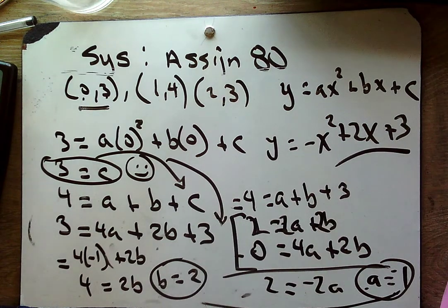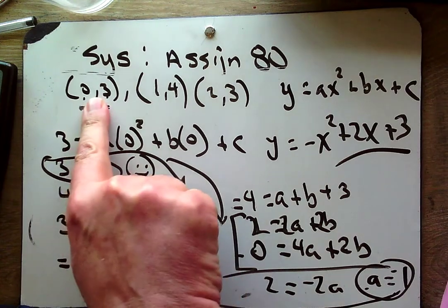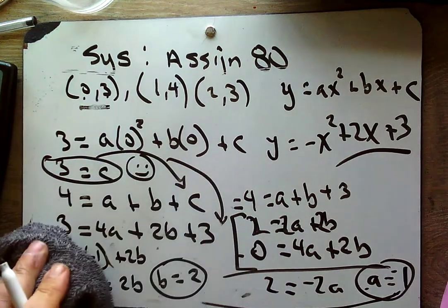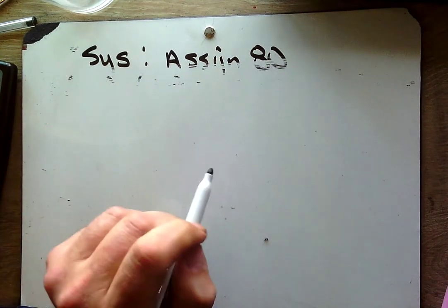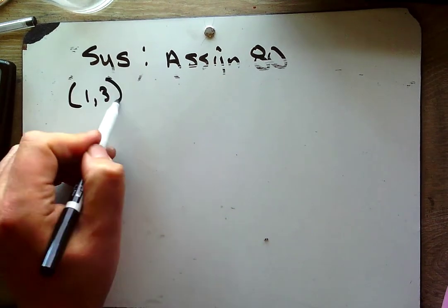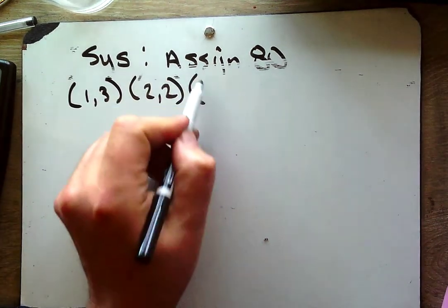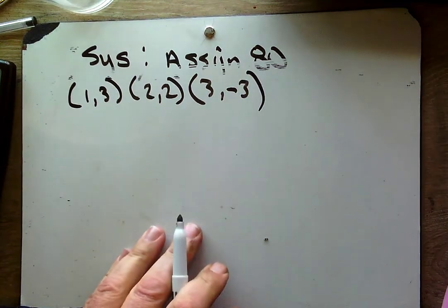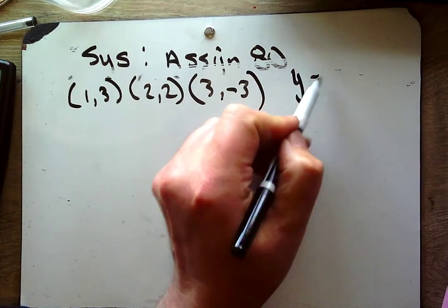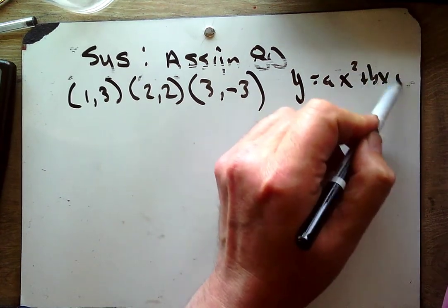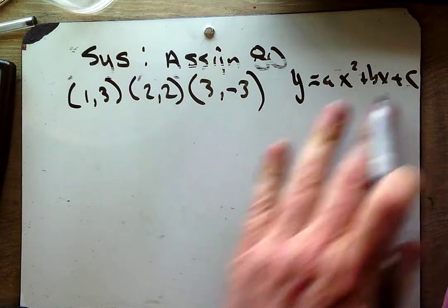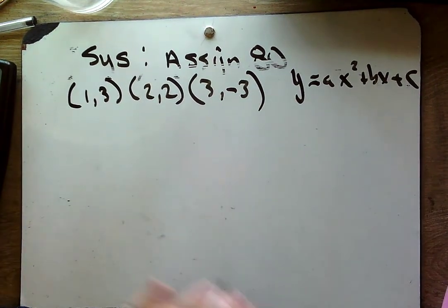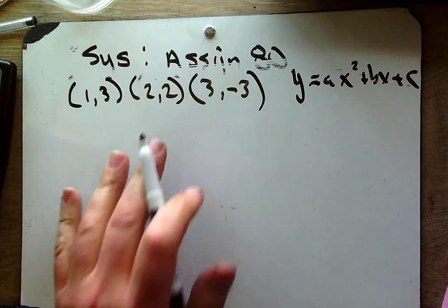And that was kind of nice that I was given a y-intercept. A y-intercept always makes these problems a lot faster. So let me give you one that doesn't have a y-intercept, and you can try that out. Ordered pairs are 1, 3, 2, 2, and 3, negative 3. Okay, don't forget to use y equals ax squared plus bx plus c and solve that. Solve for a, b, and c by using three equations with three unknowns. Pause the video, come back when you're done.